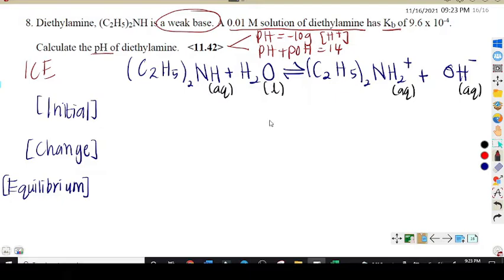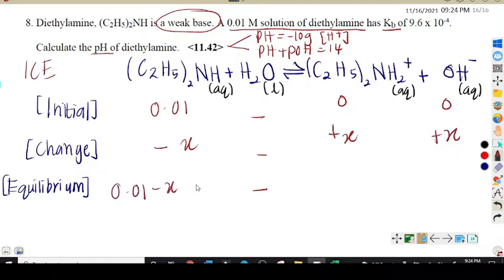Remember that we don't include the ice for the water because it is in liquid phase. For the reactant, we've got the initial concentration as 0.01 molar, and the product would be 0. So minus X, plus X, plus X. The equilibrium would be 0.01 minus X, and this one would be X and X.